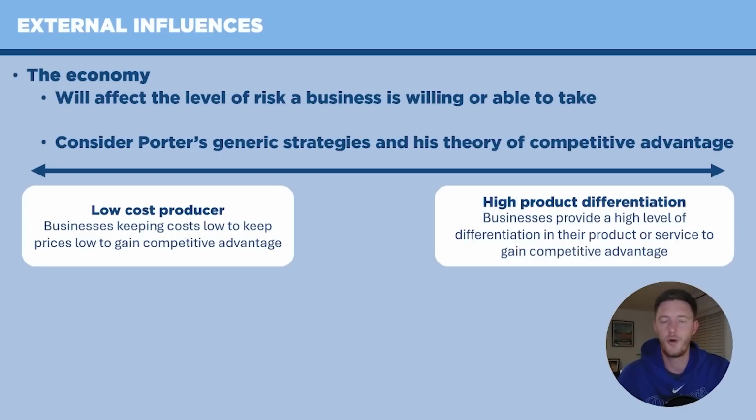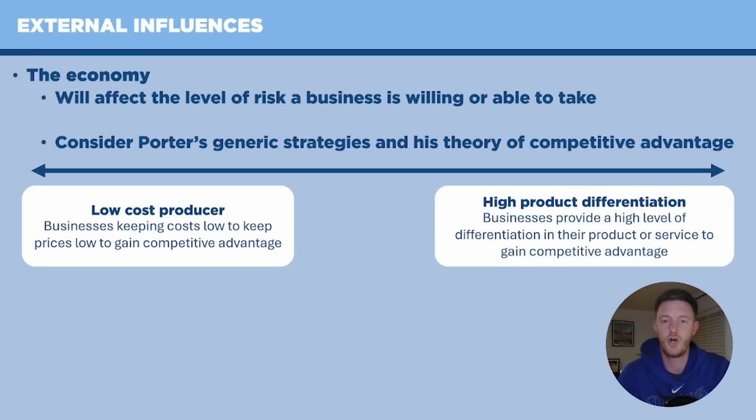So in an economy that is growing, where consumer income is growing and consumer confidence is high, you might see more spending on high differentiation products and less on low-cost producers. On the other hand, if we've got high levels of unemployment and we are seeing people look to try and save money or higher interest rates or all sorts of different things, we might see more demand for low-cost producers.